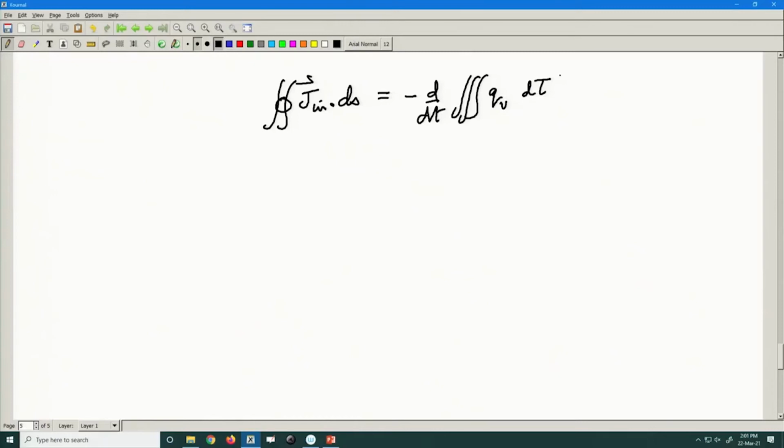This is the integral form of equation number 2, where we perform the triple integral of the left hand side and use the divergence theorem to convert it to the closed surface integral of J in dot ds. That is equal to the time rate of change of the total charge. So, the integral of rho v d tau is the total charge. The total current flowing out must be equal to the time rate of change of the total charge in a closed region. We call this equation 4.